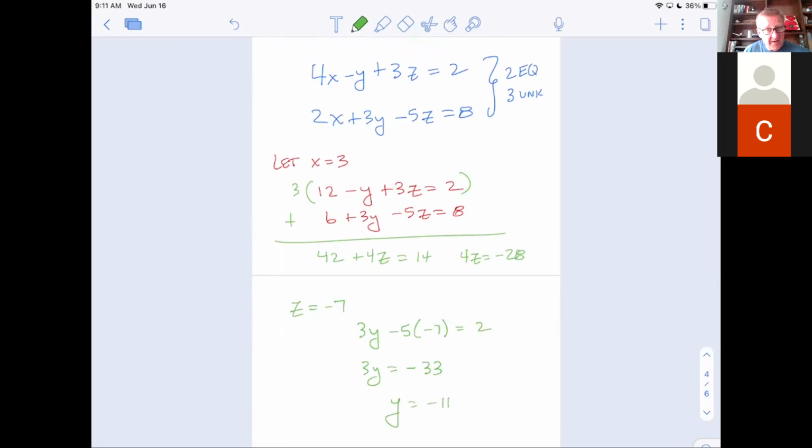And by the way, I didn't get lucky. I spent a whole bunch of time making sure this problem came out nice, because I wanted this to be a little bit easier for you.